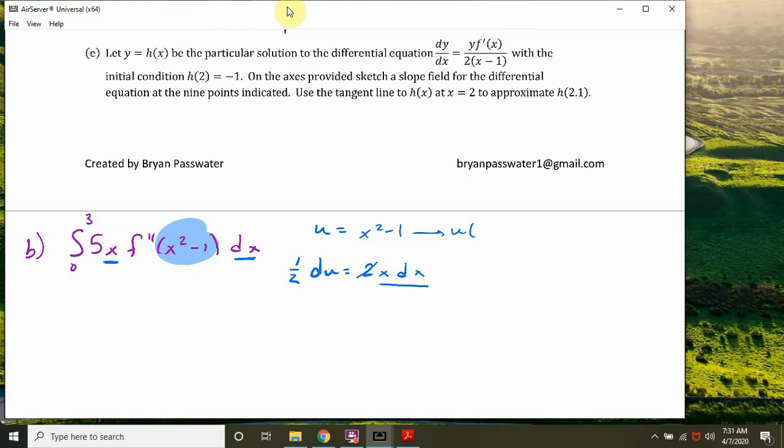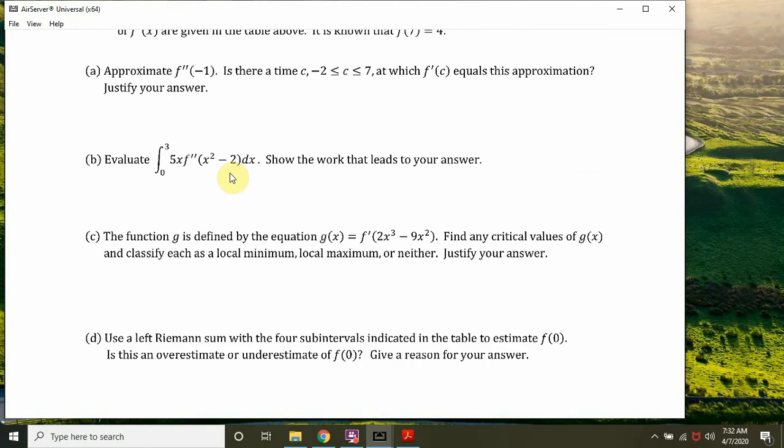I am going to do my change of bounds as well. Let's see what u equals when x is 3. 3 squared minus 1 is 8. When x is 0, 0 squared minus 1 is negative 1. So we now have bounds that go from negative 1 to, oh, excuse me, not 8, 7. 9 minus, did I do this right here? Where's my mistake? Something's off.